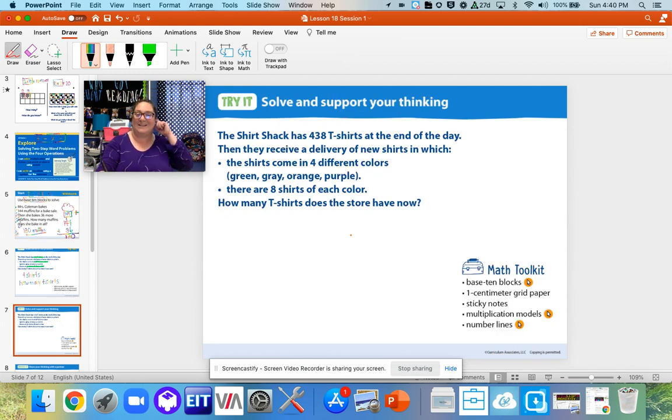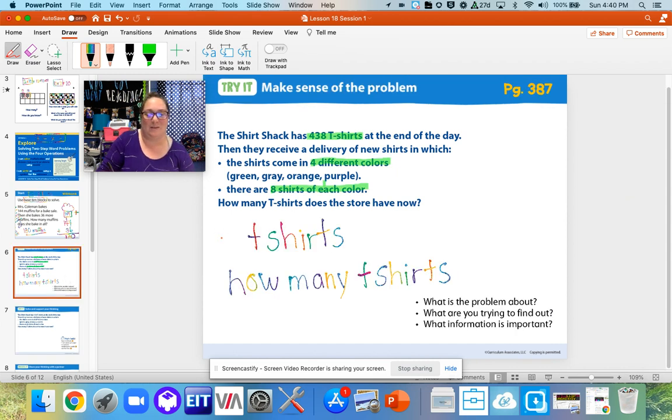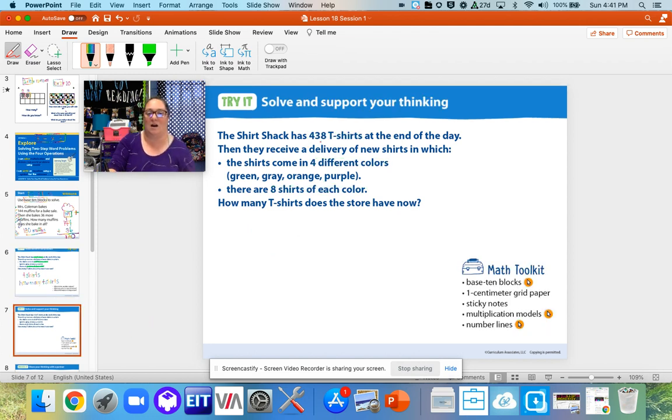So we're going back to our problem that we were talking about, and you should have solved it. We know that we're thinking about t-shirts, how many t-shirts, we've got the important parts, and you should have solved for this. All right, so if you were thinking, you could have drawn base 10 blocks for the 438 shirts that you started with. So I've got 438.